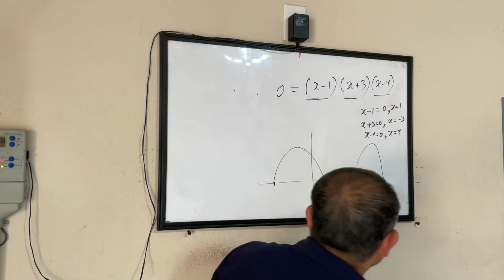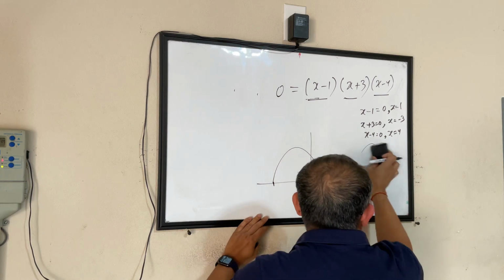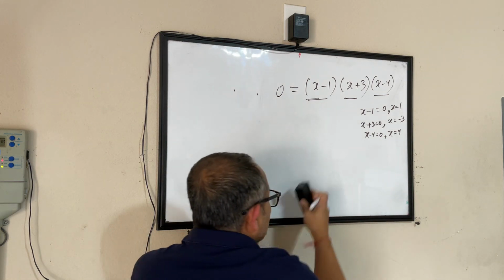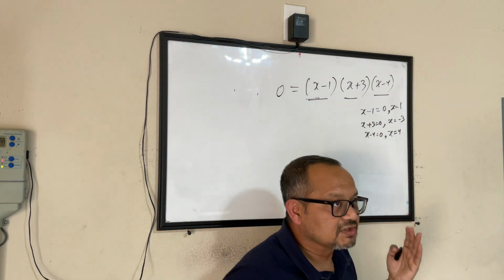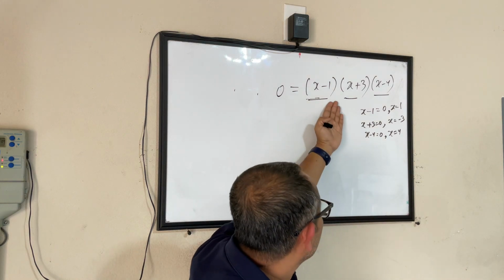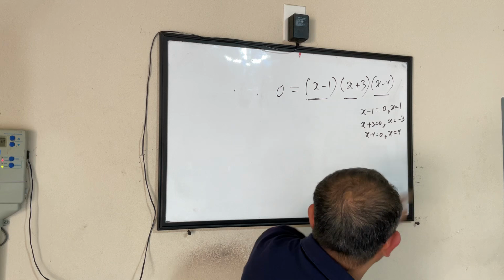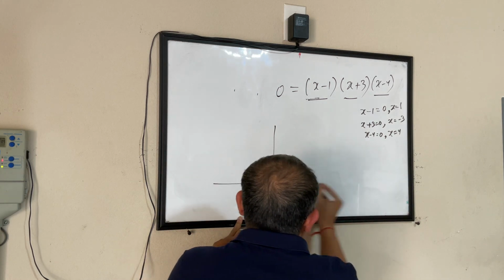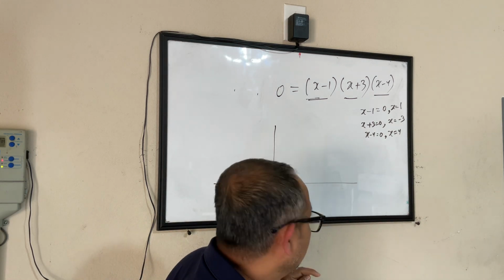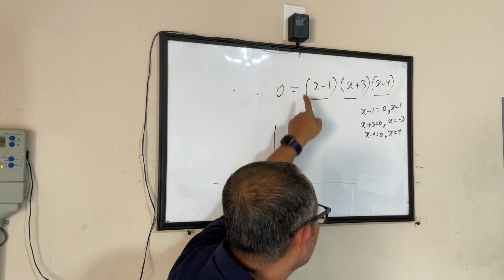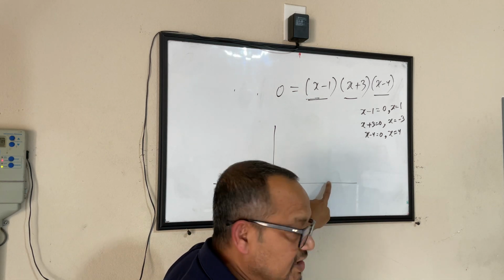So just by relating what you mean by zero of a polynomial, by looking at this one, you can figure out that there are 3 places in the coordinate plane where this polynomial is touching or crossing the x-axis.